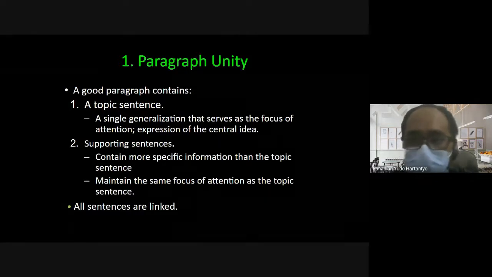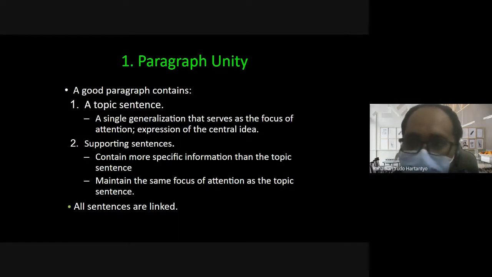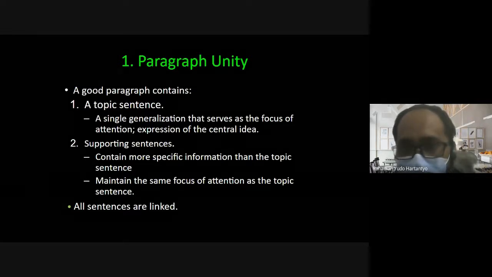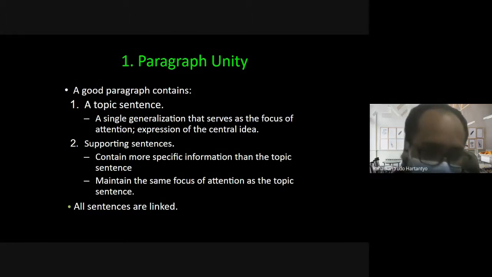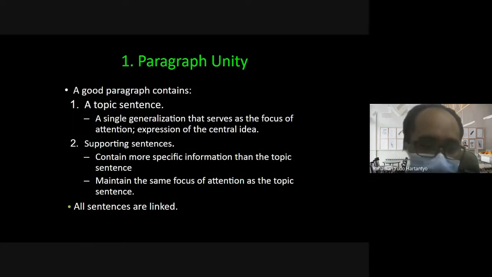Okay, back to the slide. A topic sentence is a single generalization that serves as the focus of attention, an expression of the central idea, like we discussed before. The second, supporting sentences, contain more specific information, more detail, than the topic sentence. They maintain the same focus of attention as the topic sentence. So the supporting sentences are explanations of the topic sentence.